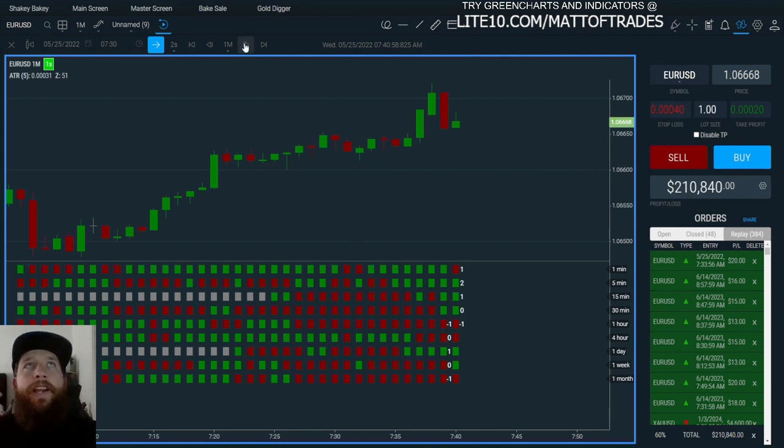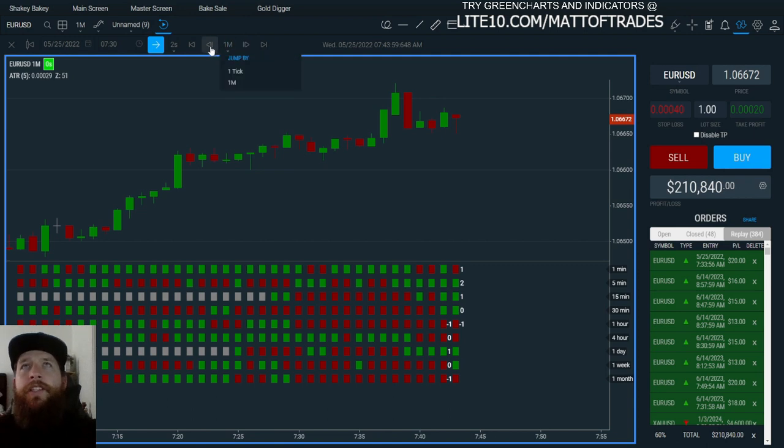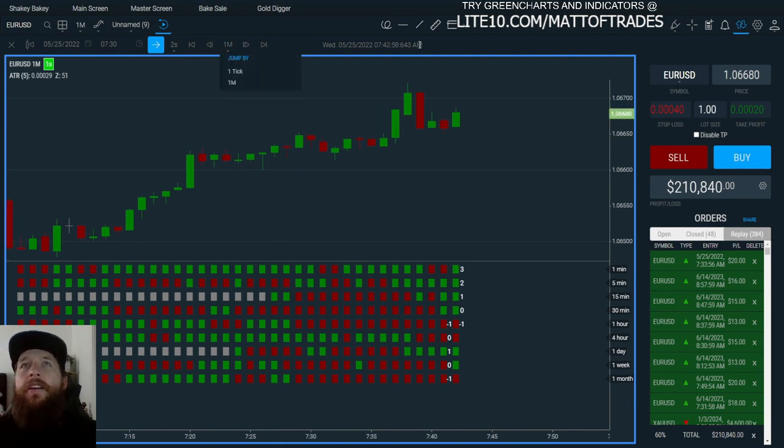So another bit of a pullback here. Let's just keep going until we lose a trade, honestly. Okay, so ATR is now at 29. And let's see, that's 58.